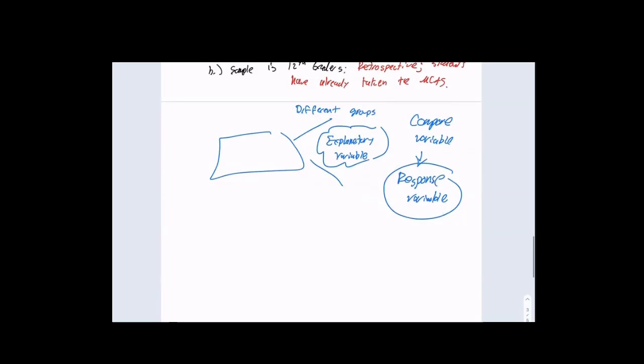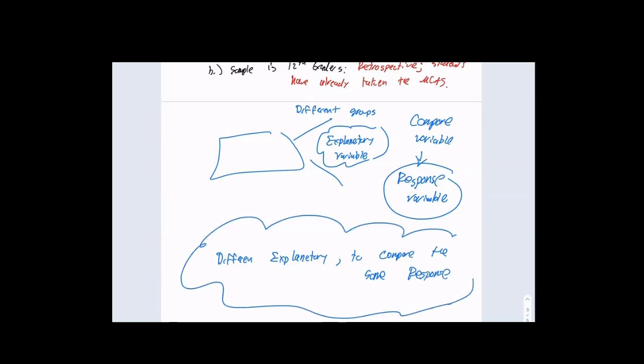So they have different explanatory groups to compare the same response. That's what we have for studies.